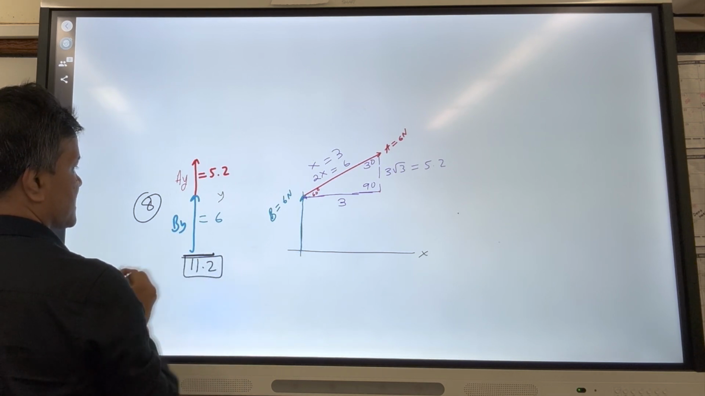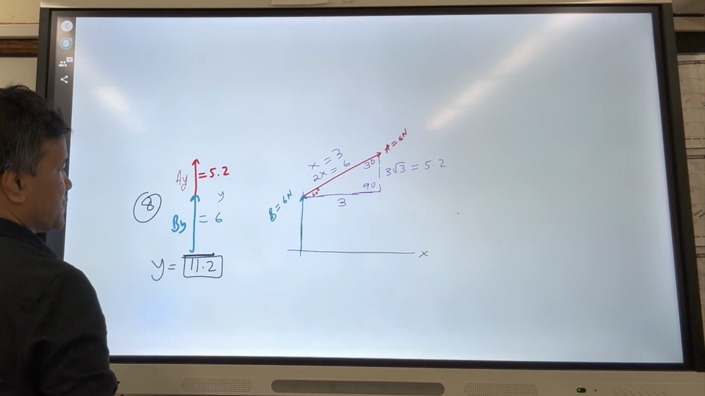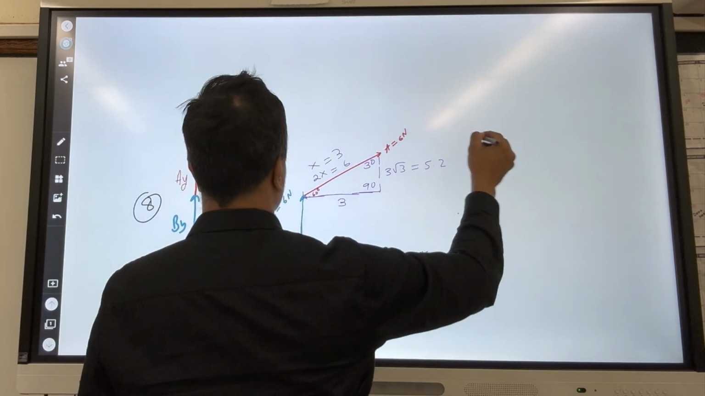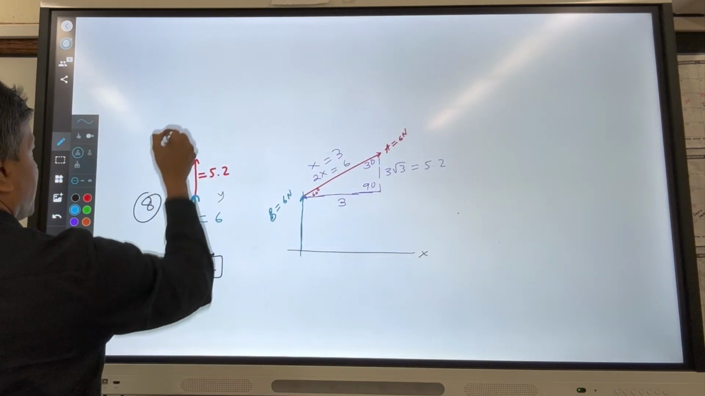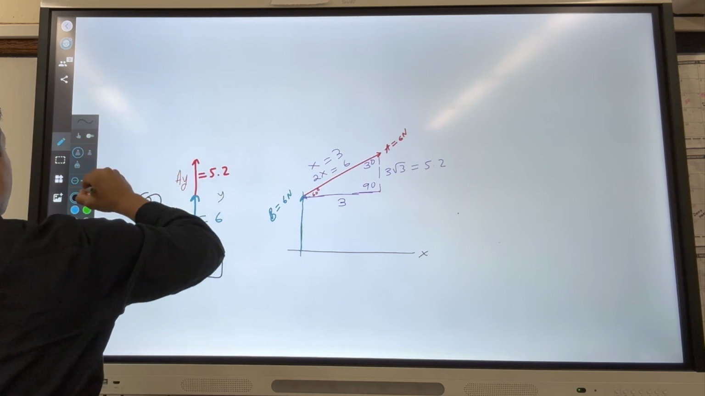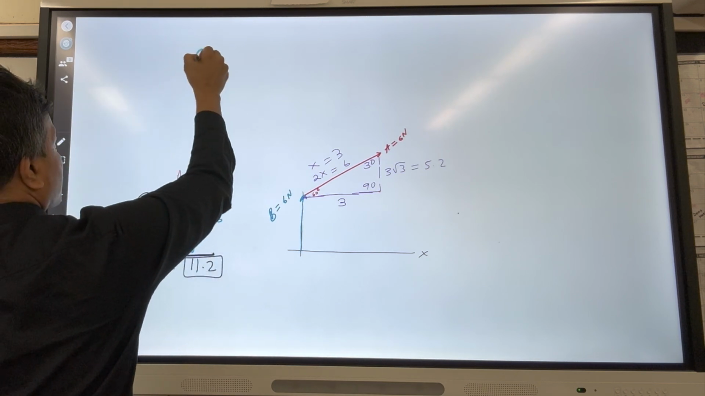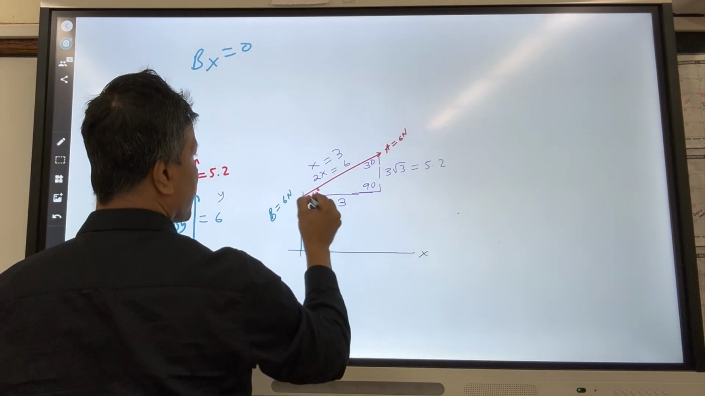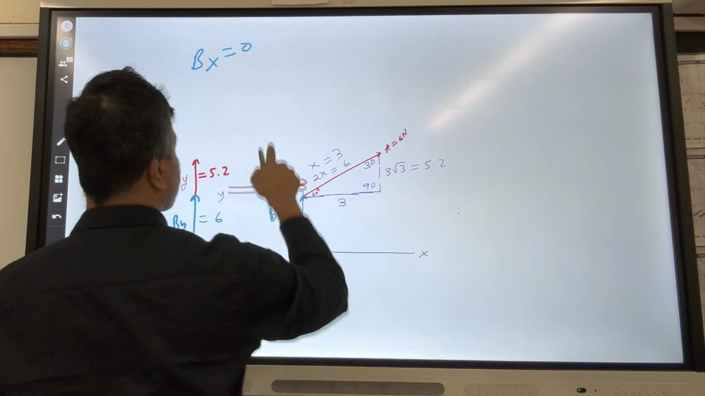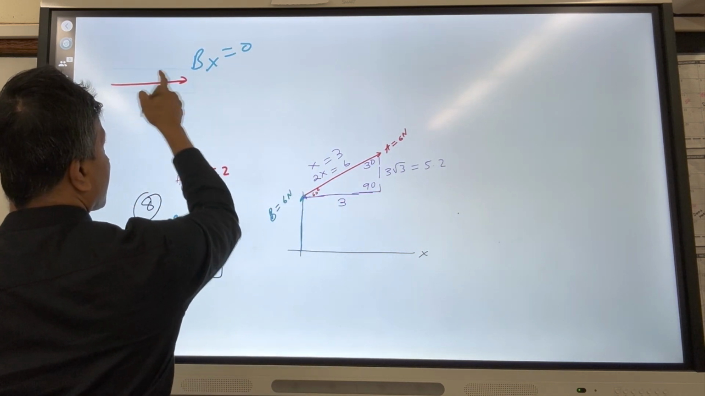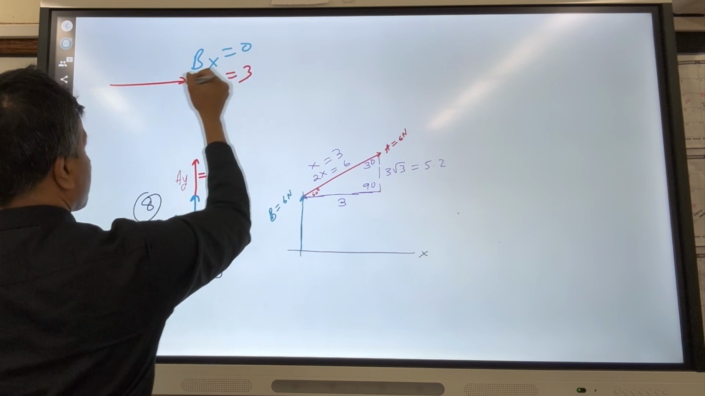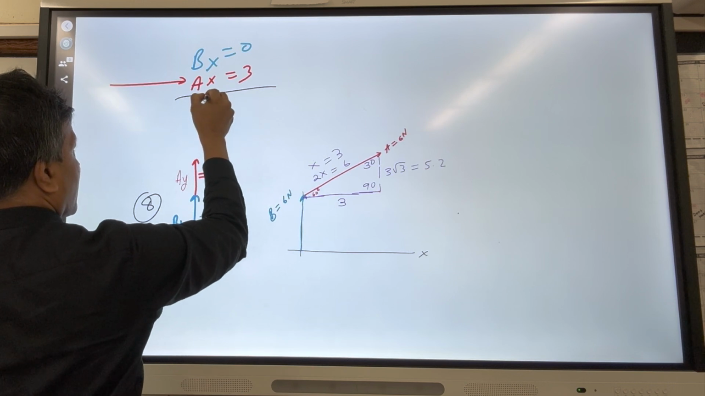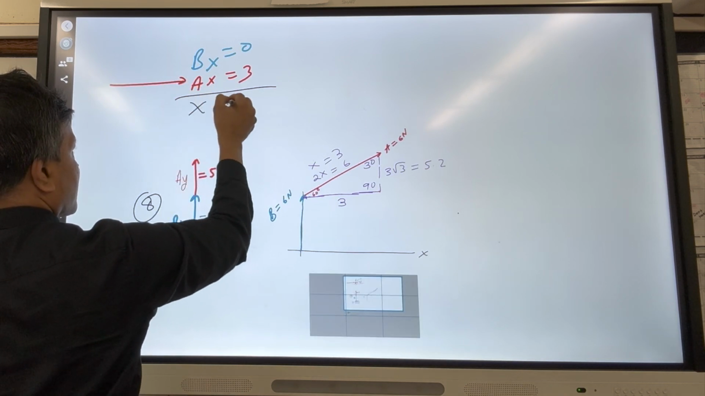Okay, so this is our y. Y is 11.2. Now let's see the x. Bx is 0, as you see that. However, Ax, this is my Ax. Okay, Ax is 3. So 3 plus 0 is, x is 3.